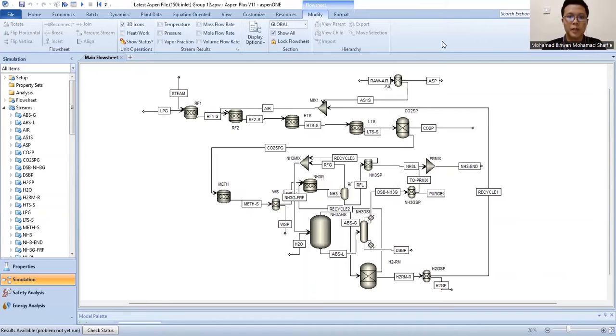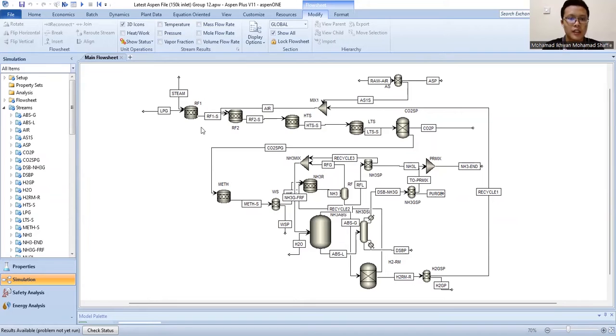My name is Mohammad Ikhwan bin Muhammad Shafi'i, and today I would like to explain about the Aspen process diagram for our group. This section will be covered by myself and another person, Feng. For starters, I would like to show the different reactors that we have in our process flow diagram.